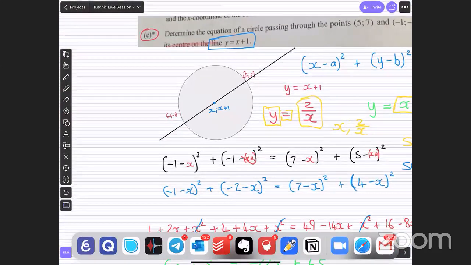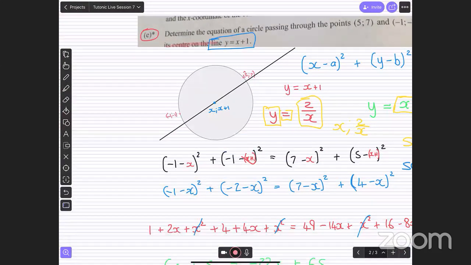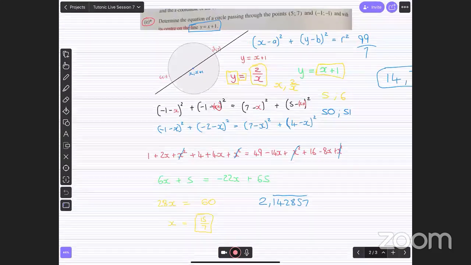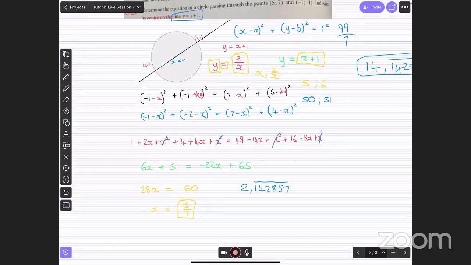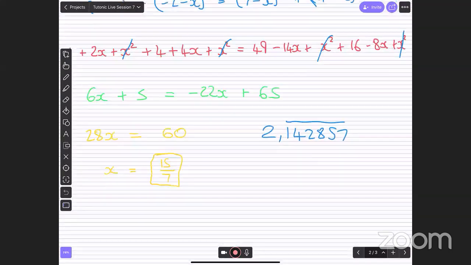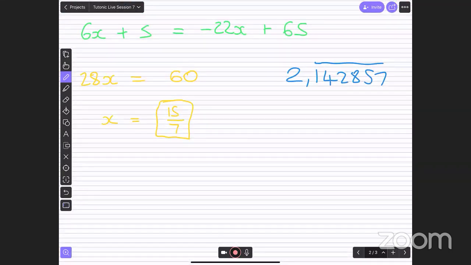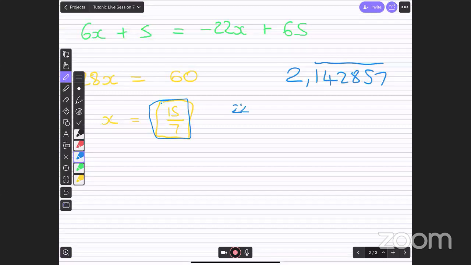What's the answer to this? You didn't answer the equation. Oh yes, we didn't answer the question, sorry. But now we've got the equation. So we've got the center of the circle, right? 15 over 7. What's the y value? Plus 1. So it's going to be 22 over 21. No, wait. 22 over 7.